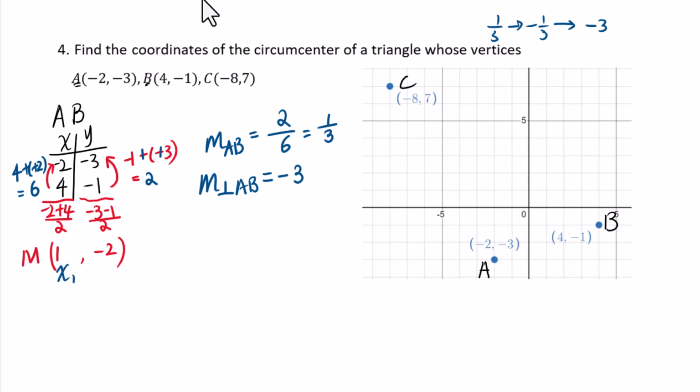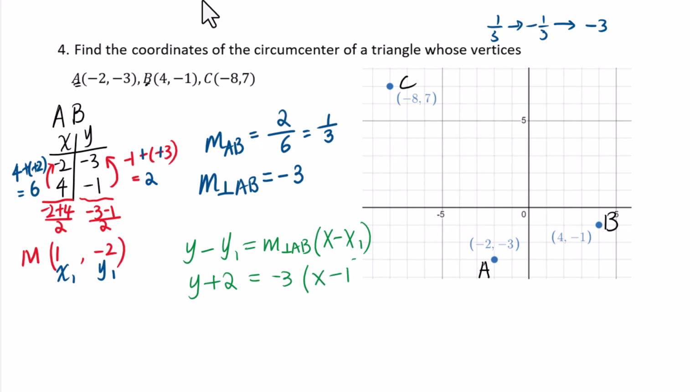Label this x1, y1. We will use y minus y1 equals slope of perpendicular bisector of AB times x minus x1. y minus -2 is y plus 2 equals -3 times x minus 1. This is the equation of the perpendicular bisector of AB.